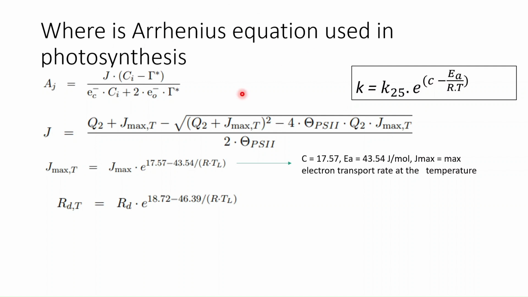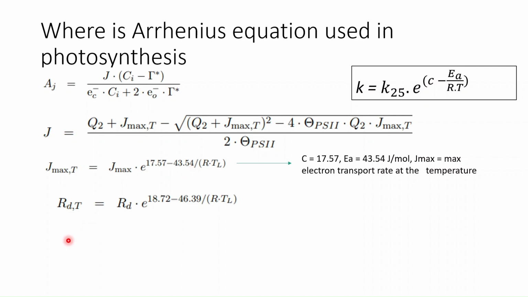So where is the Arrhenius equation used in this RuBP regeneration limited rate? This equation is used to represent two important parameters, one of which is Jmax. Jmax is a function of temperature and is represented by the Arrhenius equation. Here the scaling factor Jmax is the maximum electron transport rate at 25 degrees Celsius, C is the scaling factor and 43.54 is the activation energy.